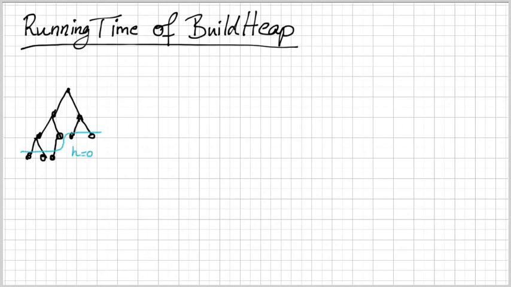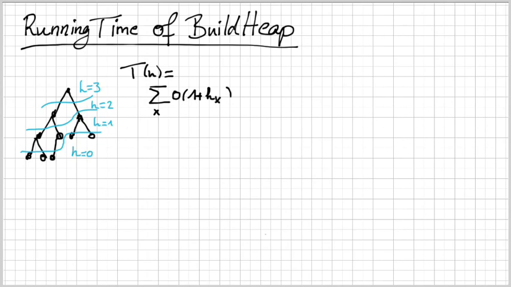So we have the leaves which have height 0, so those essentially we do not need to call maxheapify. Then we have the nodes of height 1, height 2, and in this example the root has height 3. So the running time is the sum over all nodes of order 1 plus their height. The order 1 will overall contribute a linear term, because if I have n nodes and everyone contributes a constant, that gives me order n.